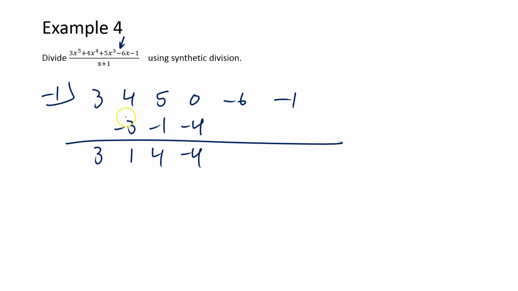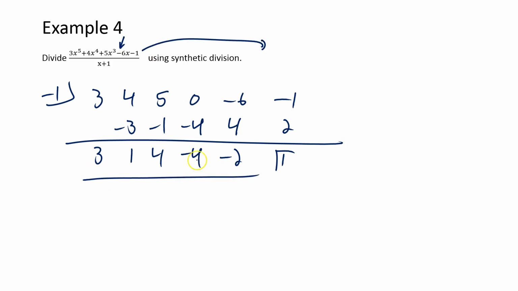Add that. Negative 4 times negative 1 is 4. Gives me a negative 2. Times negative 1 is positive 2, minus 1 is 1. So the answer to this, remember, these are the coefficients of our quotient.